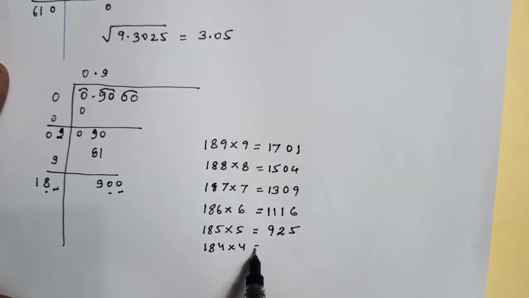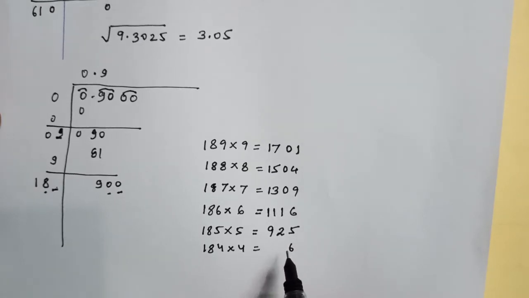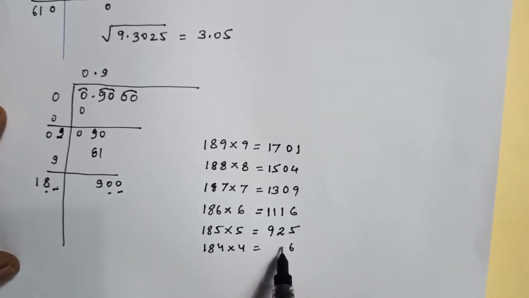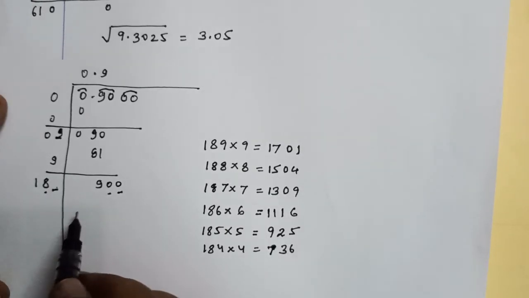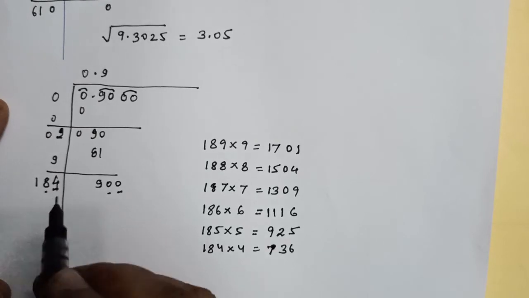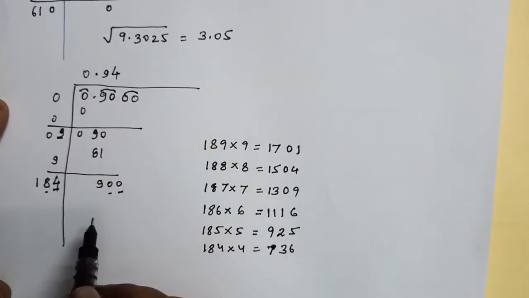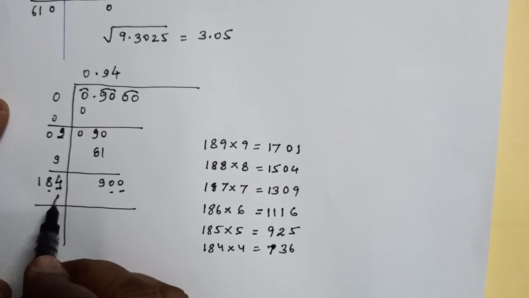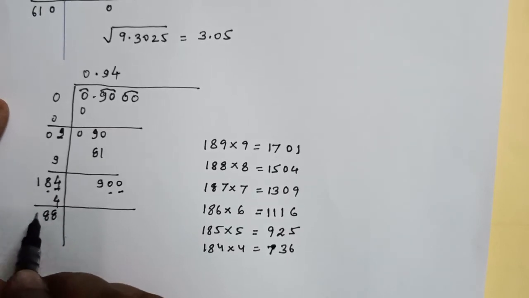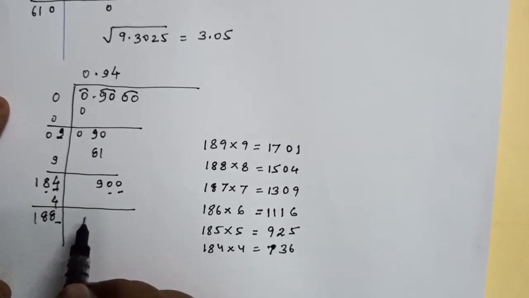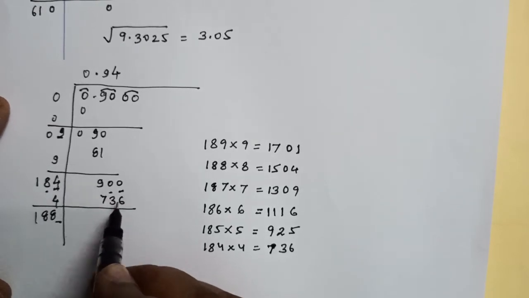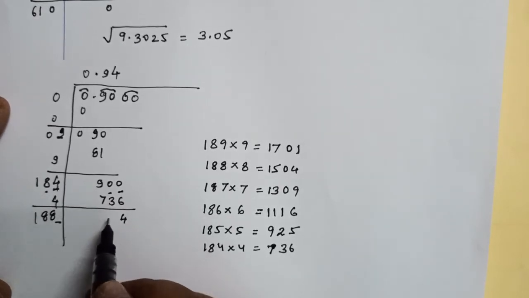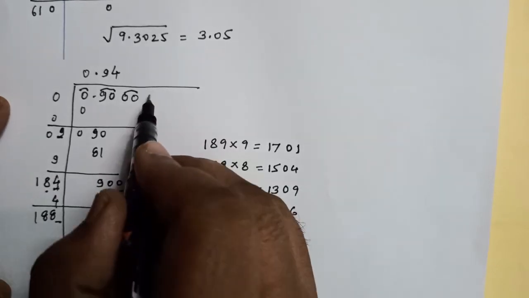184 multiplied by 4. 4 4s are 16, carry 1. 4 8s are 32 and 1, 33, carry 3. 4 1 is 4 and 3, 7. 736. We put 4 in the quotient. The number is 736. Remainder 4, 6, 1.